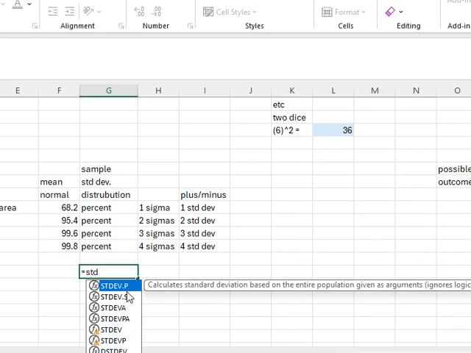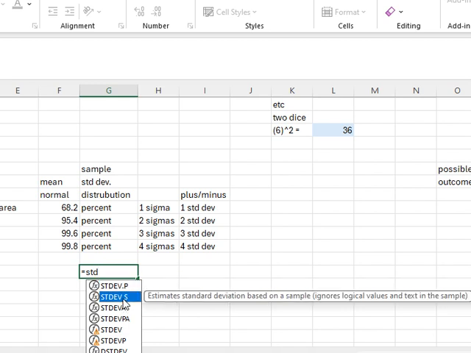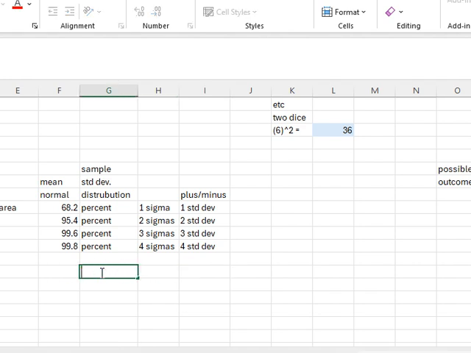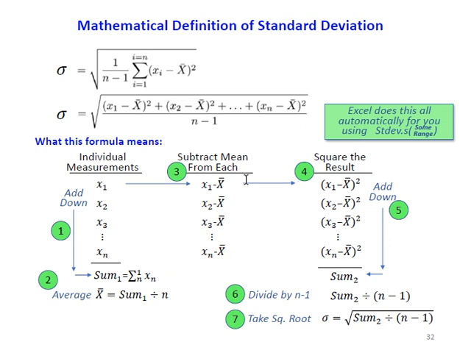We have a sample standard deviation, and then we have a population, so make sure that you choose the correct one. And we have, of course, several different standard deviations. Anyway, so this is your sample standard deviation. So right now I'm just going to erase this because I just want to show you where the formula is in the Excel sheet.